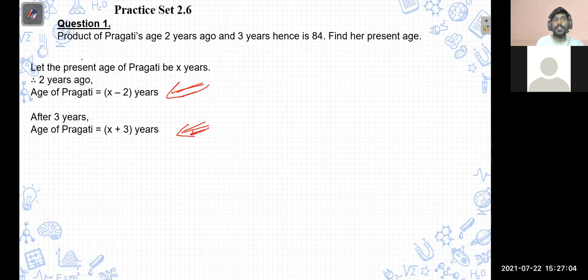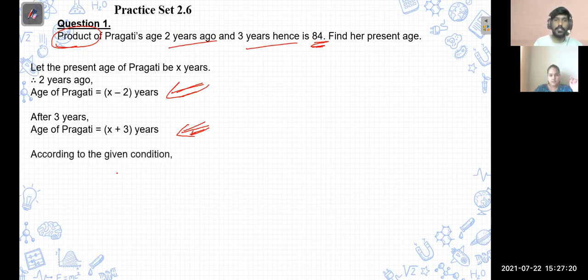Now, what is the condition given? The product of Pragati's age 2 years ago and 3 years after is 84. What will be the condition here? x minus 2 into x plus 3 equals 84. Correct. So according to the given condition, we multiply: x times x is x squared, plus 3x, and then minus 2 multiplied by x plus 3.